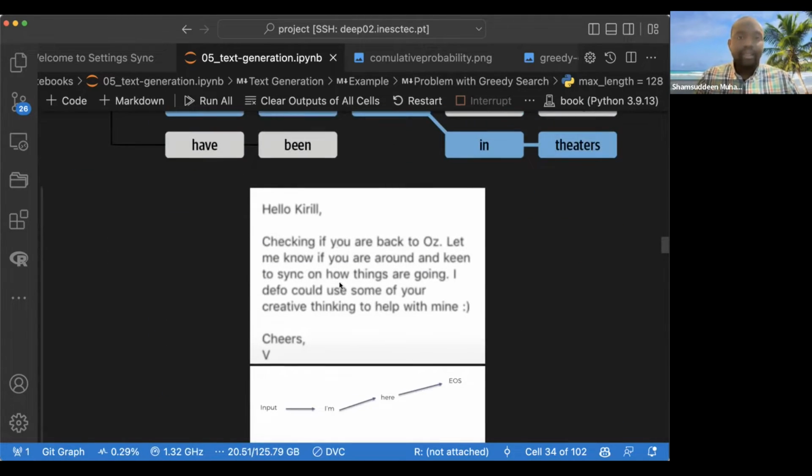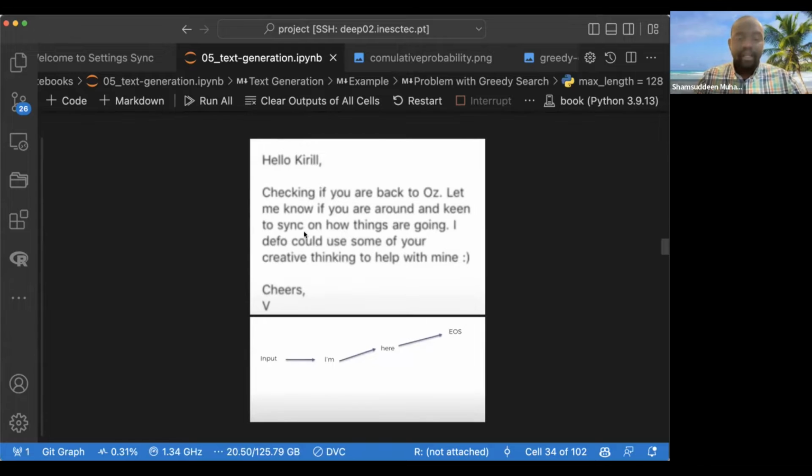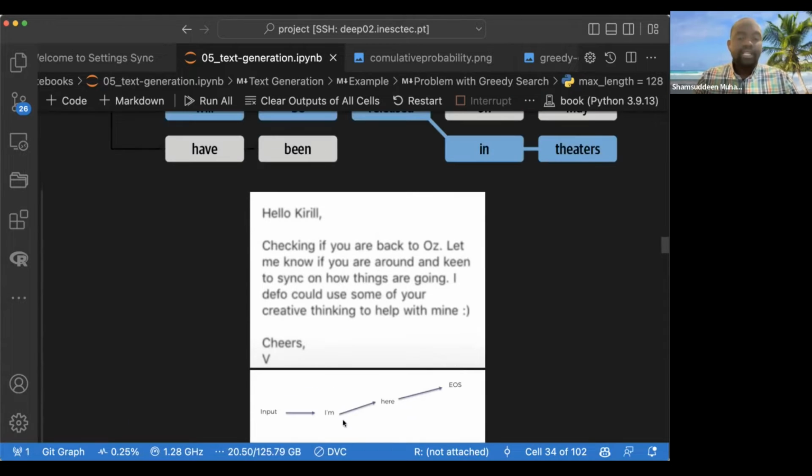So for example, look at this example that I saw here, a comparison to greedy search. Here is an example prompt which says, hey, checking if you are back, let me know if you are around, and I'm keen to sync on how things are going. So this is the input, and the output says, I'm here. It just gives an answer, I'm here. But you can see that it's still predicting the next answer, right?